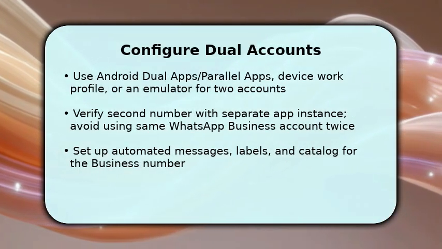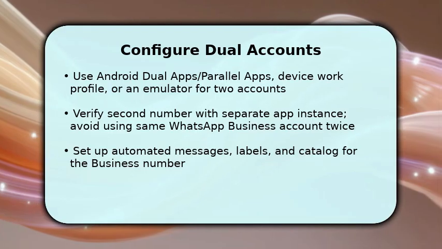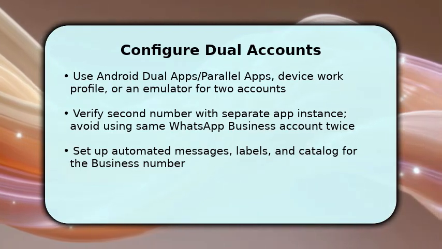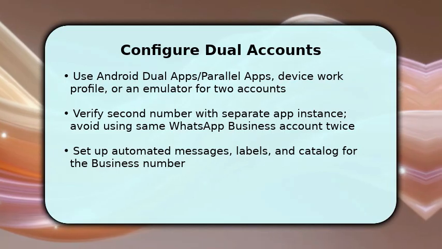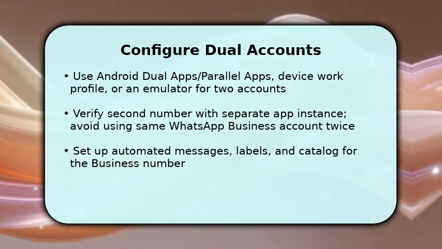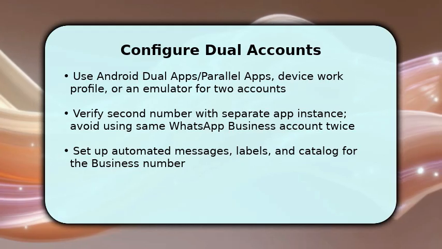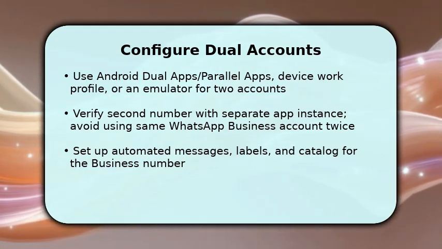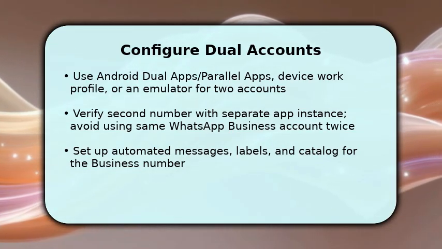On compatible Android phones, use dual apps or parallel apps to clone WhatsApp Business. Alternatively, create a device work profile or run a desktop emulator. Install the cloned instance and verify the second number with its code. Do not reuse the same account credentials.